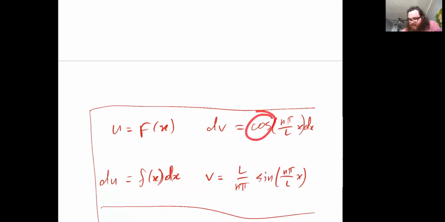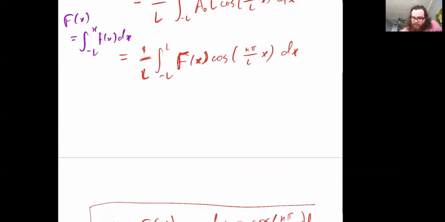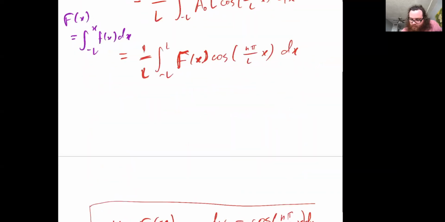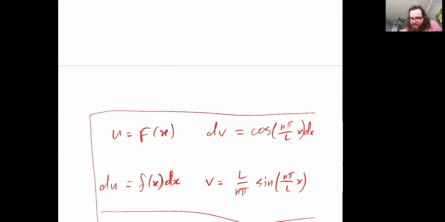The integral of cosine is sine, and we don't have a negative sign in front. Otherwise, we need this L over n pi in front. You can check this: if you take the derivative of this, the constant is going to pop out and cancel, and we're going to be left with cosine of n pi x over L. Anyways, these are the parts for integration by parts. So what happens to this integral? We're going to keep this 1 over L in front.